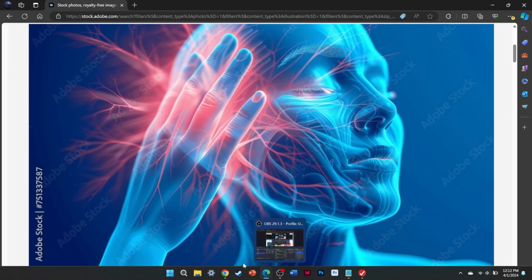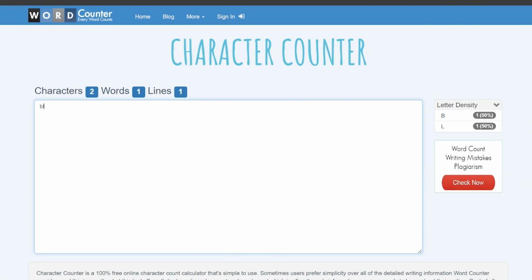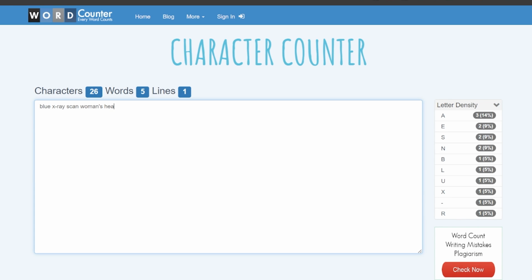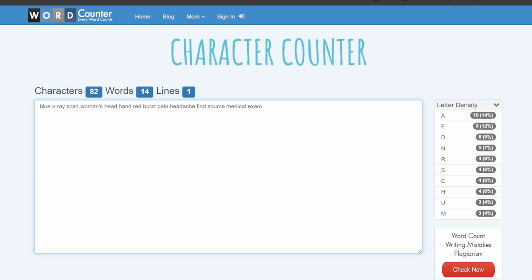So if I were going to put this title together: blue x-ray scan, woman's head, hand, red burst, and then the words for what it means. Pain, headache, find source, medical exam. So we're at 82 characters, a little bit over, but well under the 200, which is the Adobe limit. Not quite at the 70, which is the ideal, but not far over either.